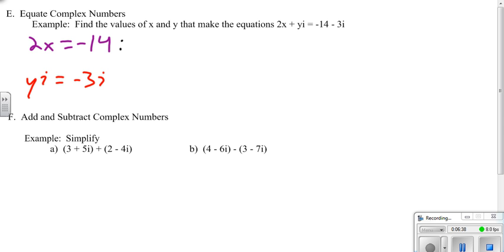When we want to solve this equation, we would probably just divide both sides by 2, and we'd be left with x equals negative 7.